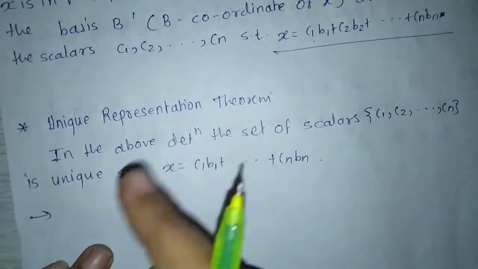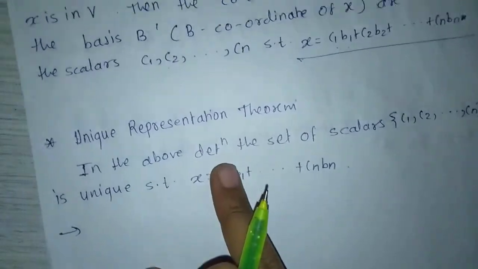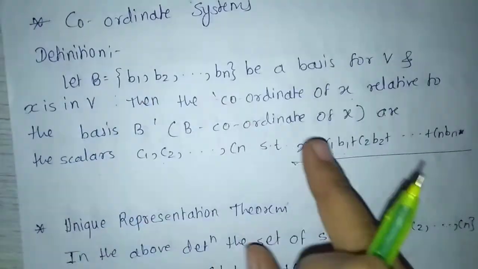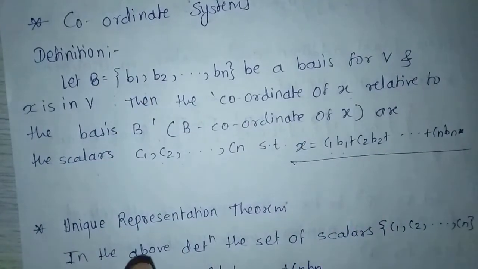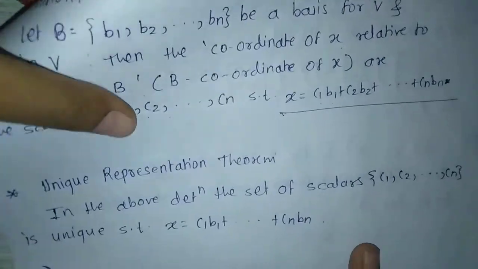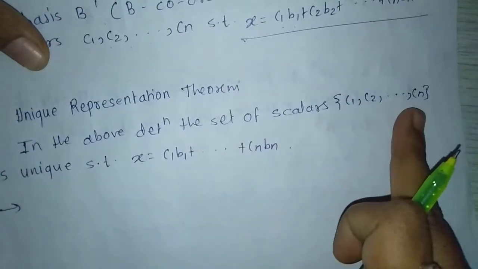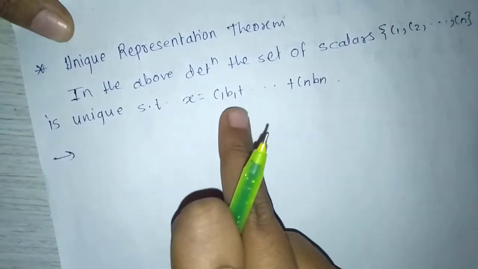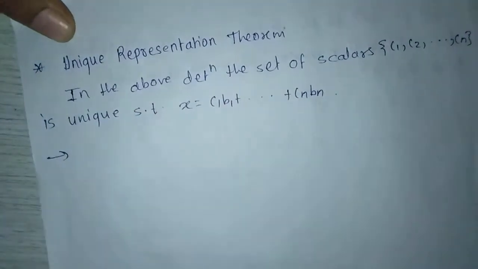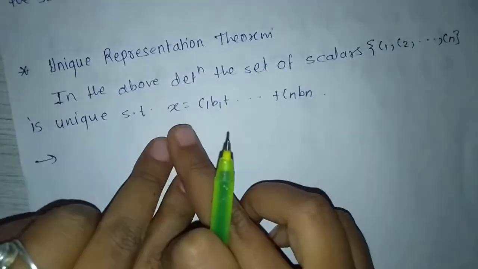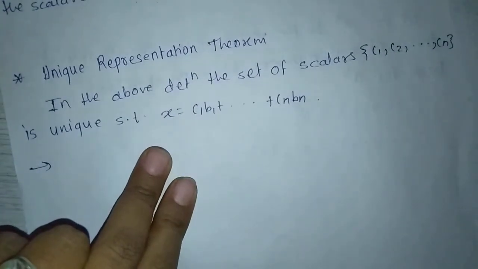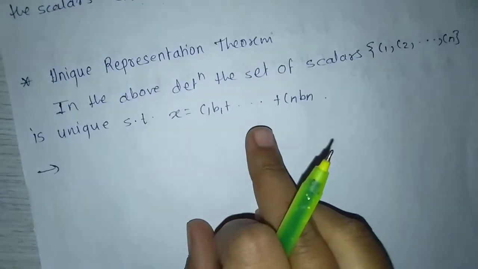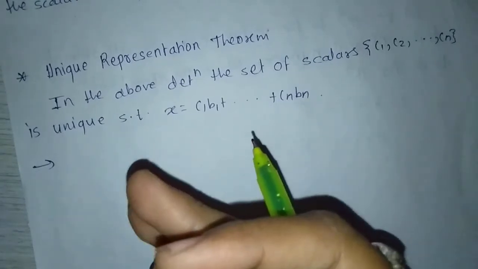Next, unique representation theorem. In the above definition, B is a basis for V, X is in V, and C1, C2 and so on Cn are the coordinates of X. This set of scalars C1, C2 and so on Cn from this definition is unique such that X equals C1 B1 plus and so on plus Cn Bn. Unique means X can be written in only one linear combination, meaning the values of C1 and so on Cn do not change.